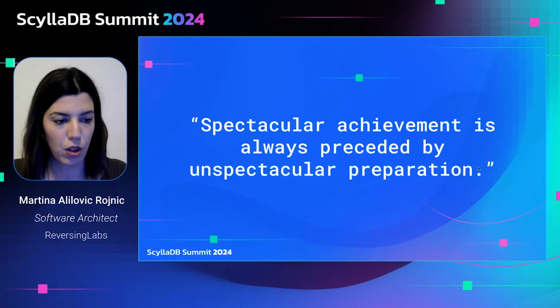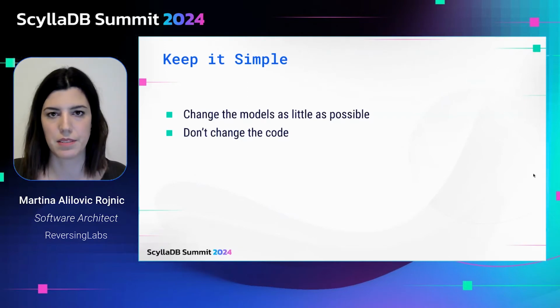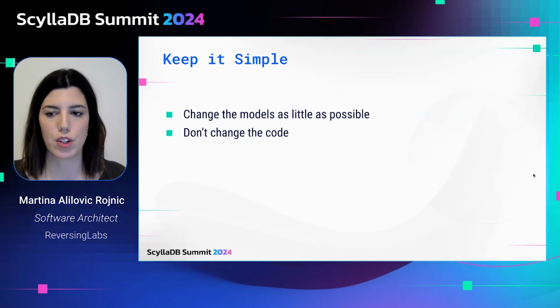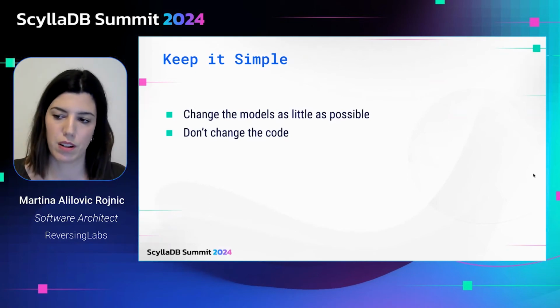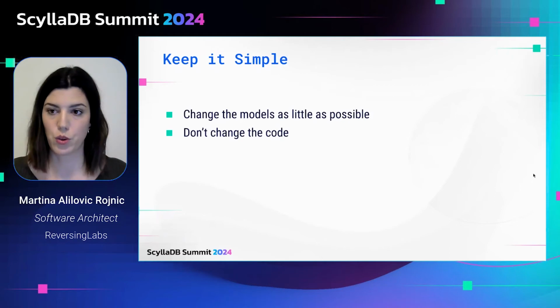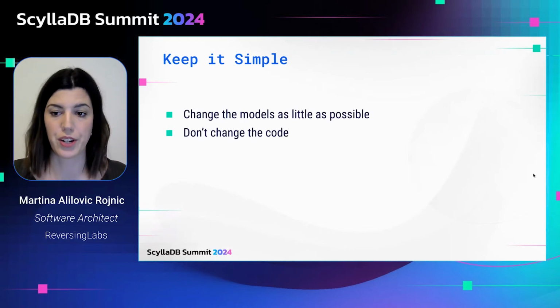So the motto of this big migration, and the main guideline for the team, was to keep it simple. So we changed the models as little as possible. We had to make some changes, but for example, we didn't change the code at all. Of course, if we would change the code for every one of the 400 services, we still wouldn't be finished with the migration.